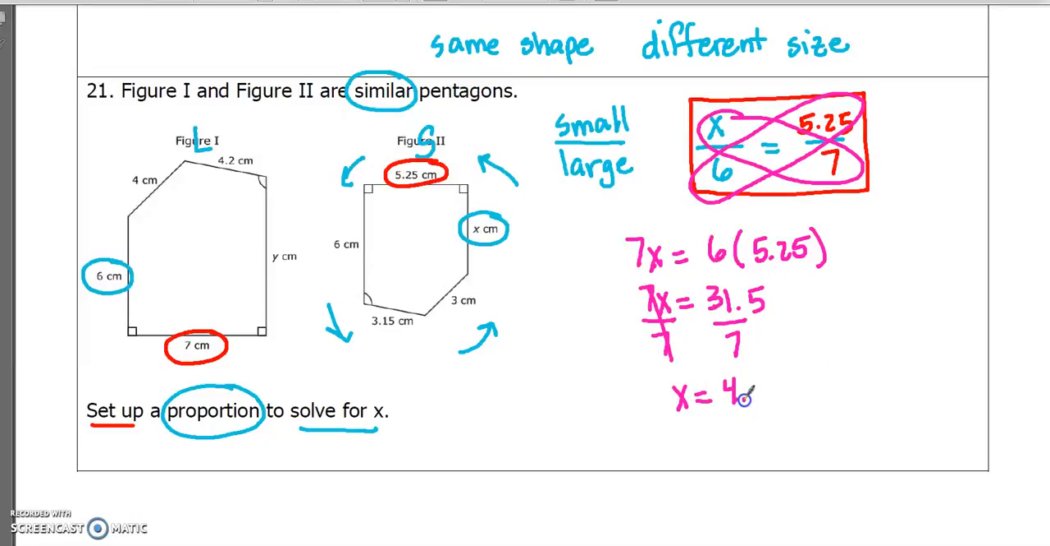So if you solved your proportion, no matter how you set it up, your x should still come out to be 4.5. Okay, study tonight, please, and good luck on your test tomorrow.